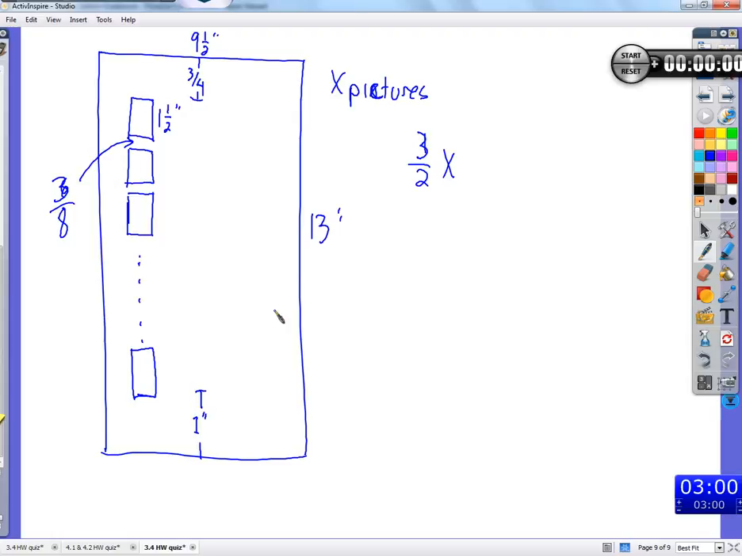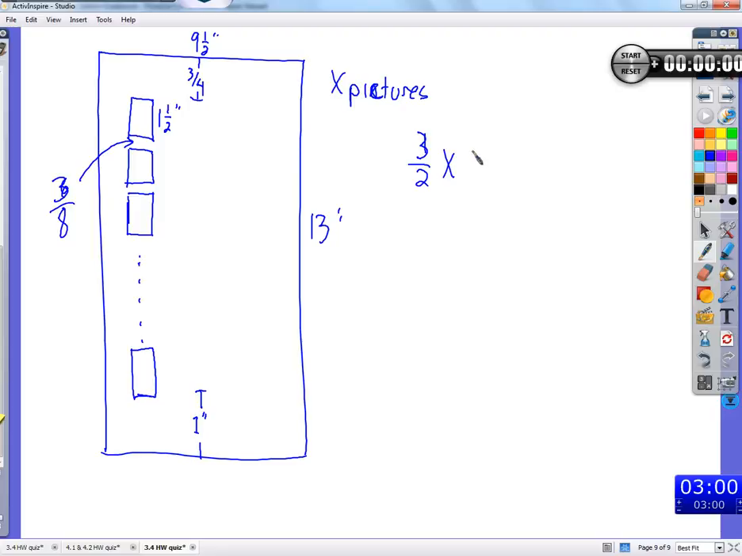What's that? 5 pictures. Something about 5 pictures? There would be 5 if x was 5. Yes, there would be 5 if x was 5. What would 3 halves times 5 be telling us? How much space the pictures are taking up without any space in between them, right? So this tells us, if we were to just put the pictures on top of each other, how much space that would take up. Okay? Plus the space that's in between.